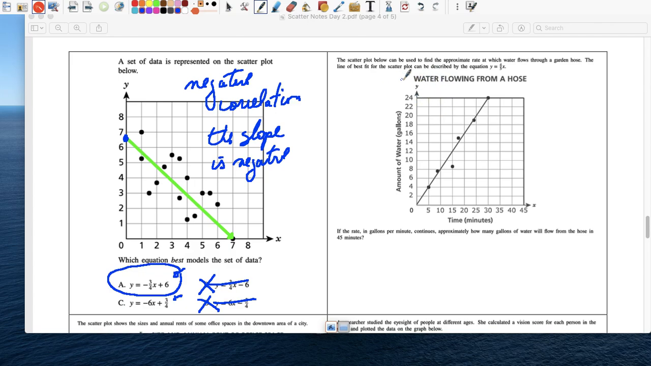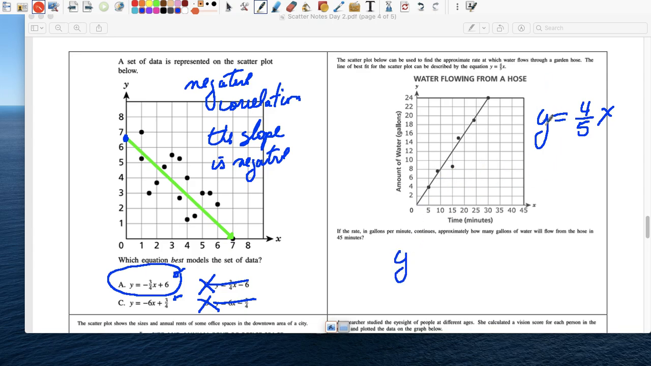All right, scatter plot below: the rate at which water flows through a garden hose. It's positive, and they give us the equation y equals 4/5 x. It goes through 0, 0. That makes sense: at 0 minutes, there's no water, and then it keeps increasing. If the rate in gallons per minute continues, approximately how many gallons of water will flow from the hose in 45 minutes? Is this in minutes? Yeah. So in 45 minutes.